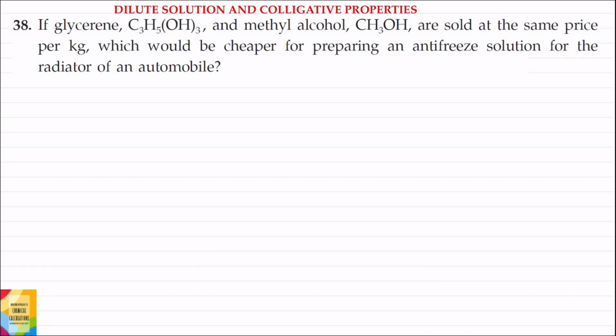If glycerin and methyl alcohol are sold at the same price per kg, which would be cheaper for preparing an antifreeze solution for the radiator of an automobile? Delta Tf is equal to Kf into m. Here m is the molality. Out of glycerin and methyl alcohol, the one whose delta Tf value is higher will be better for preparing an antifreeze solution. Now value of delta Tf depends upon the molality of the solution.